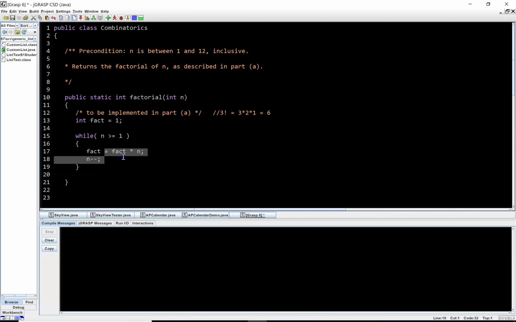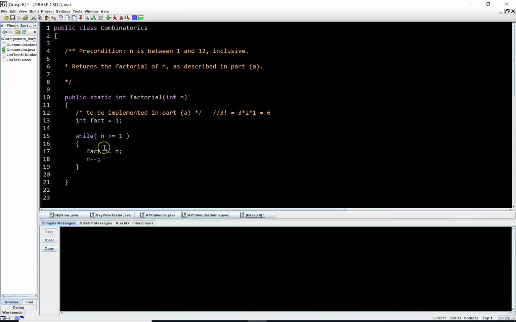By the way, there's a short way of writing this expression. Factorial equals itself times n. We can say factorial times equals n. So that's shorthand notation for writing factorial equals factorial times n.